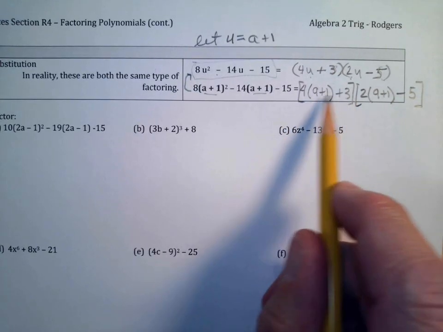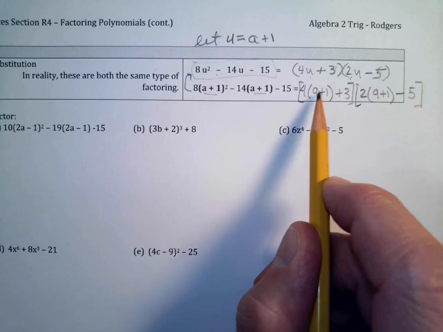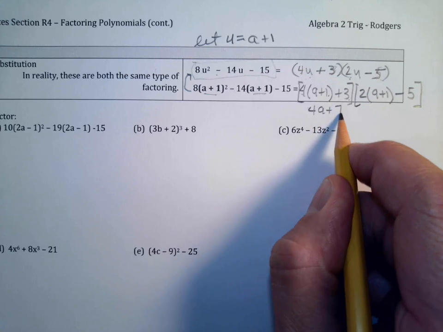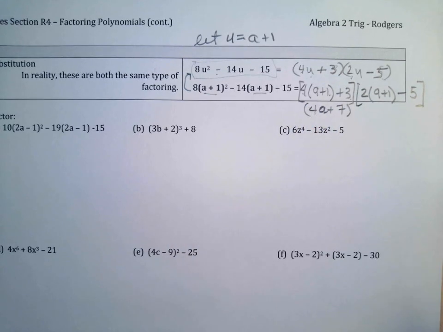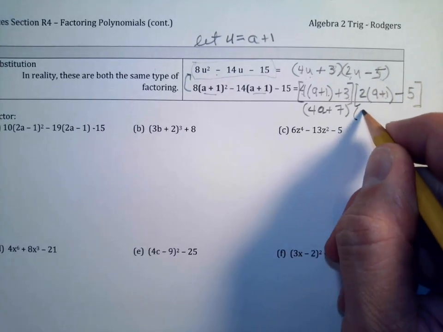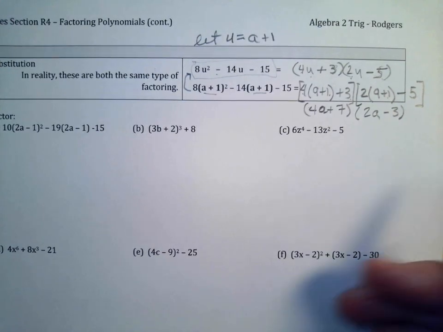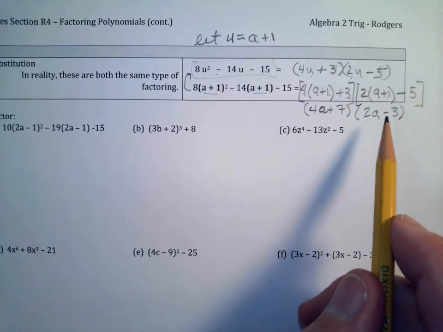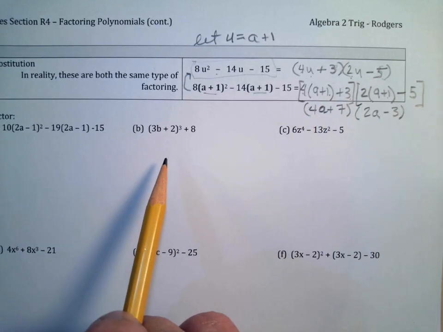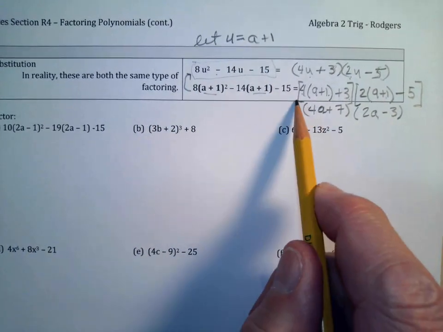Now, we should simplify what's inside here. I know we're factoring, but this is going to be 4a and a 4 plus that 3, so that's 4a plus 7, and then this will be 2a and a 2 minus a 5, so that's 2a minus 3. We don't want to FOIL this back together because we're factoring. If we FOILed all that out, we would end up with the original expression, but this is probably the best answer here.